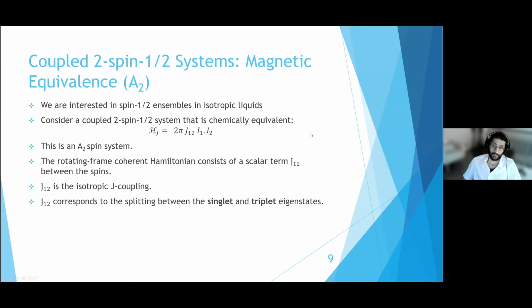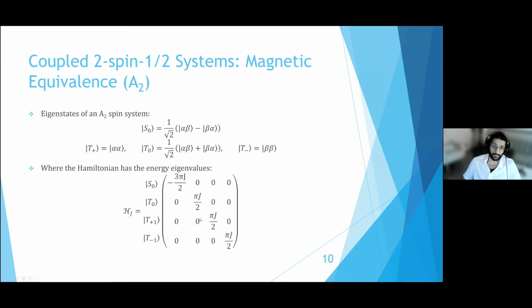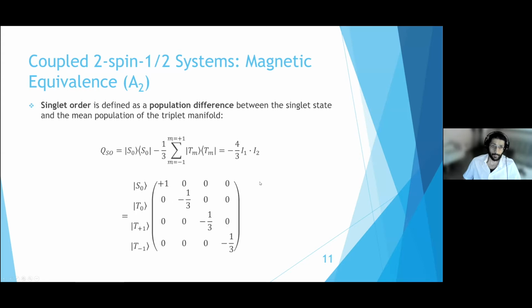And the scalar term J12, the electron-mediated coupling, corresponds to the splitting between the singlet and triplet eigenstates. And explicitly, you can write them here. This is very basic quantum mechanics. You have the singlet state here, antisymmetric, and the triplet manifold, where the Hamiltonian has these nice energy eigenvalues. And singlet order, which is different from the singlet state, I may add, is defined as a population difference between the singlet state and the mean population of the triplet manifold. So you can see it derived here. This is the Cartesian product operator form, and for this reason, it's also been called scalar order.